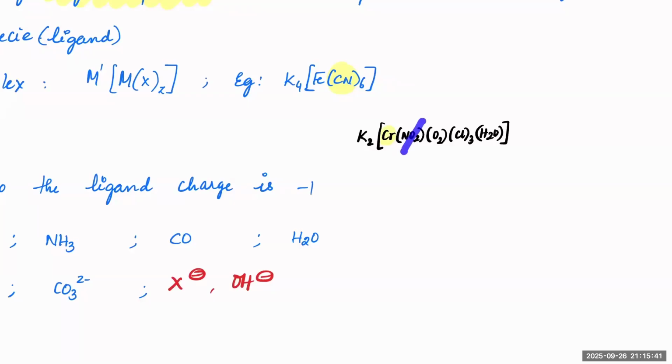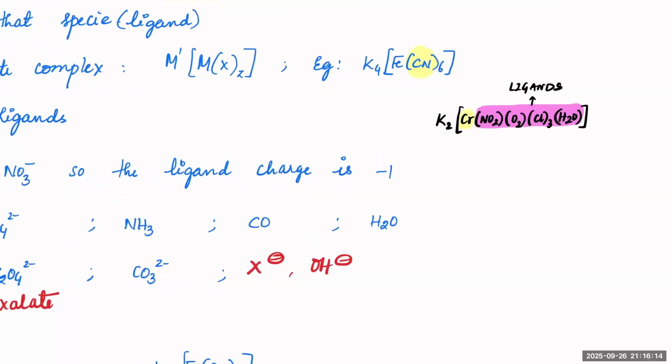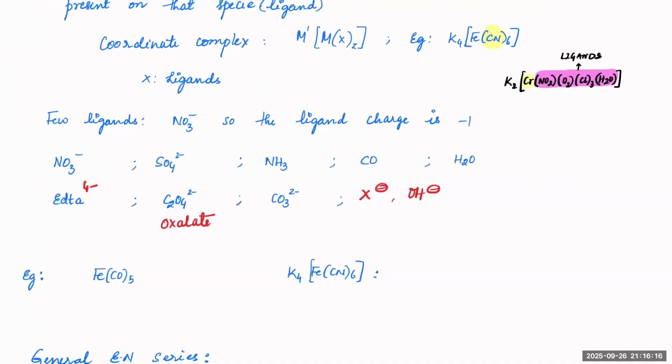In that case, you need to check the individual oxidation state of each and every species in here. Now, these groups which are present along with the metal inside the bracket are called ligands. Ligands can be positive, neutral, or negatively charged. But here it is not given what the charge on it is. You have to know what charge they are carrying. That's what we are trying to figure out.